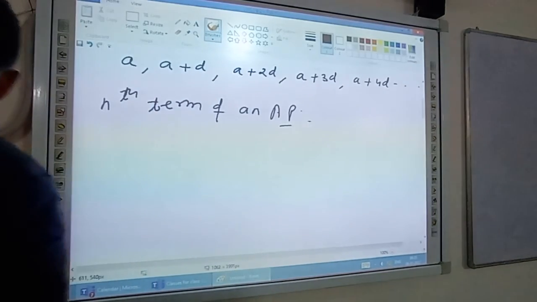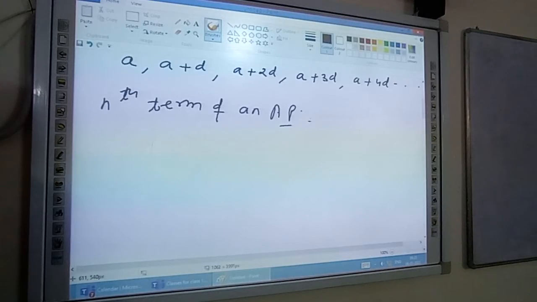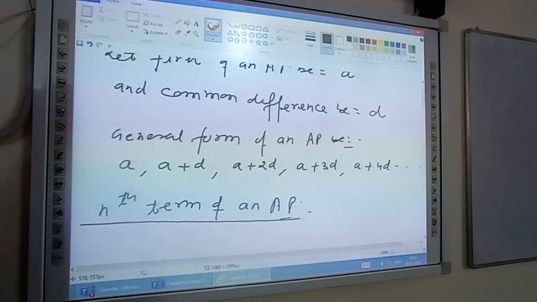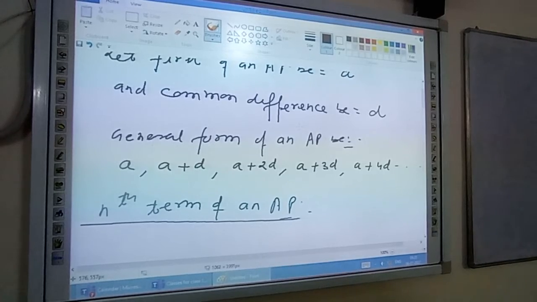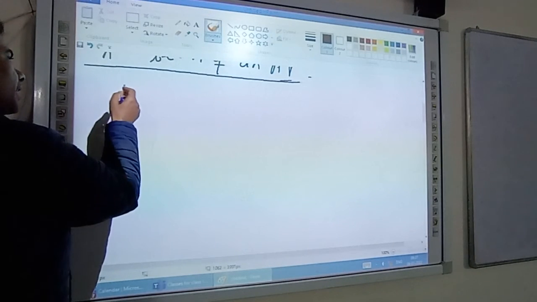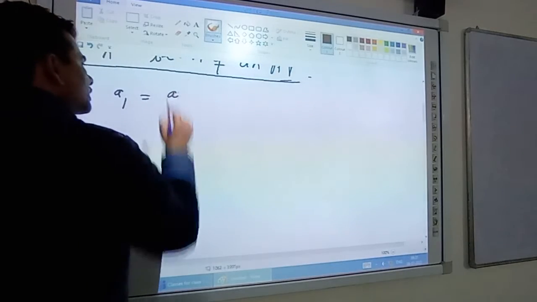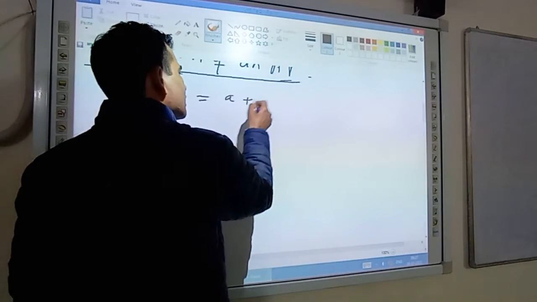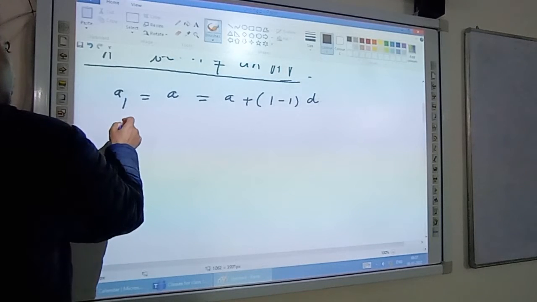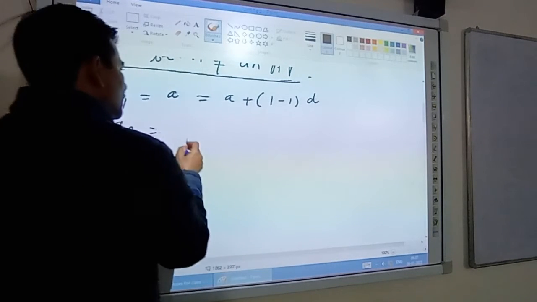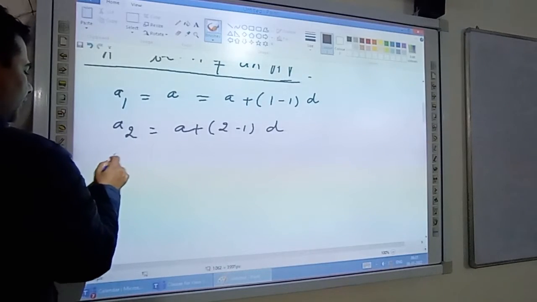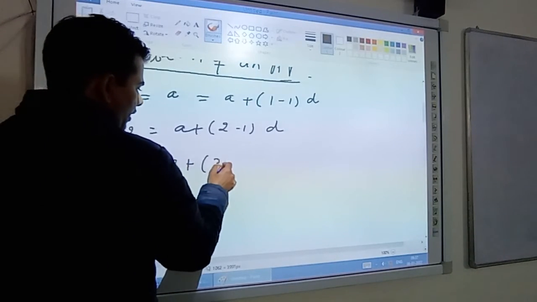Note it down. The first term A1 can be represented as A, and it can be written as A plus 1 minus 1 into D. A2 can be represented as A plus 2 minus 1 into D. A3 can be represented as A plus 3 minus 1 into D.